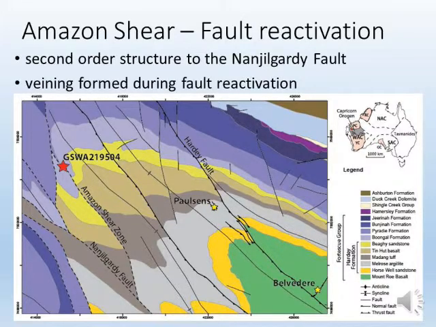So finally, we looked at the Amazon shear zone. This area is in the Wyloo Inlier, so up in here. It's about 6 kilometres away from Paulsens, and it doesn't have any gold mineralisation.